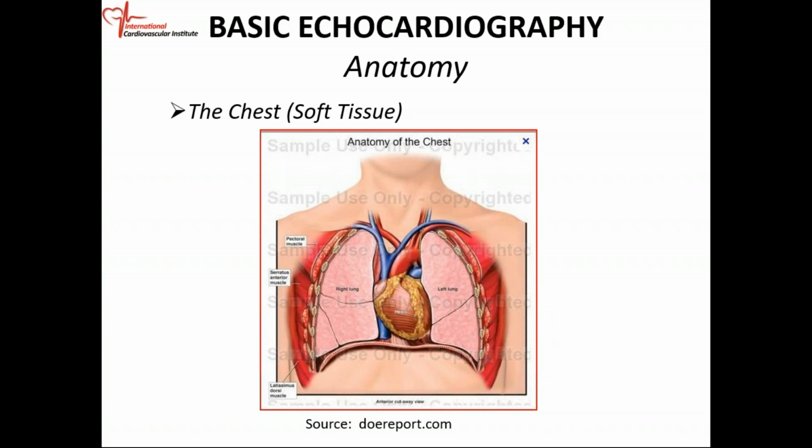So when you come on to the soft tissue now, the soft tissue in the chest, we're going to be doing ultrasound of the heart.